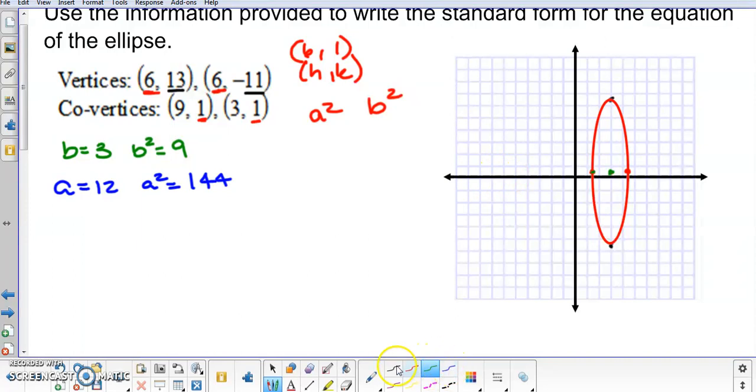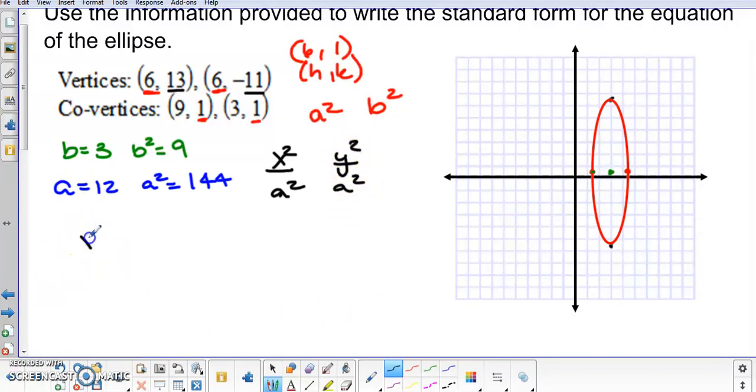Now I can go ahead and throw this all into my equation. I need to determine if this is going to be x squared over a squared, or if I'm going to have the y squared over the a squared part. I've got to figure out which equation I'm going with. So where's the a squared going to be? The a squared is my biggest number, and that means that my displacement is going to be going vertically. So it's going to be underneath the y squared.